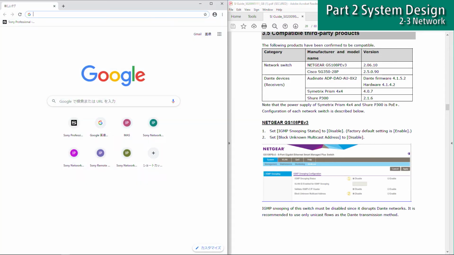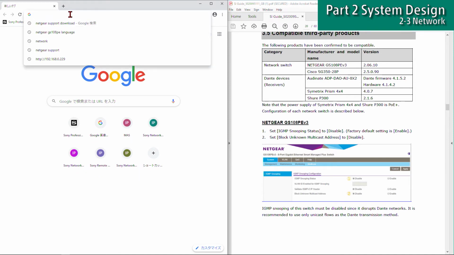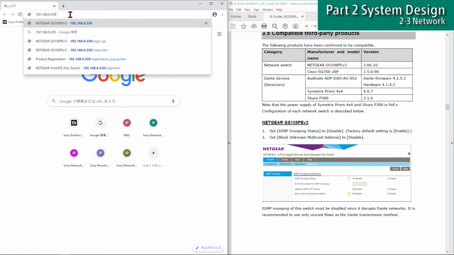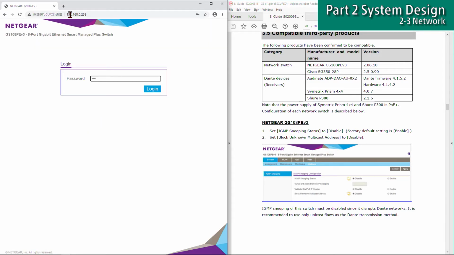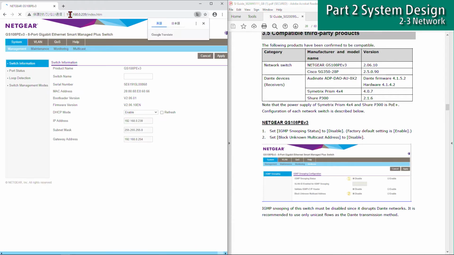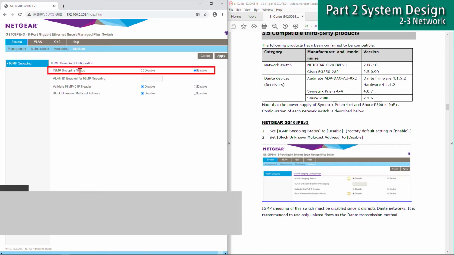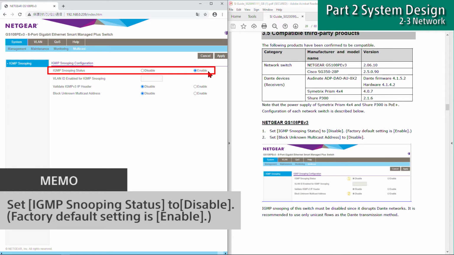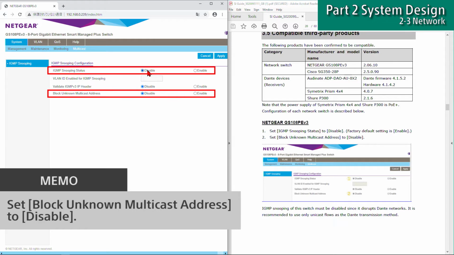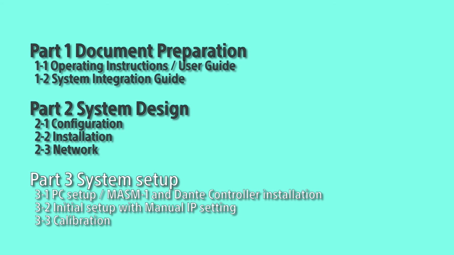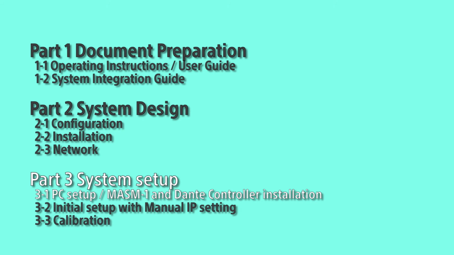Okay, then let me open the web UI of Netgear switch. IP address is 192.168.0.239. That is the default. Then enter the password provided from Netgear. So click multicast, then you can find IGMP snooping configuration. IGMP snooping status default is enabled, so need to change from enable to disable. Simultaneously, please check block unknown multicast address that should be disabled. Then apply. That's it.